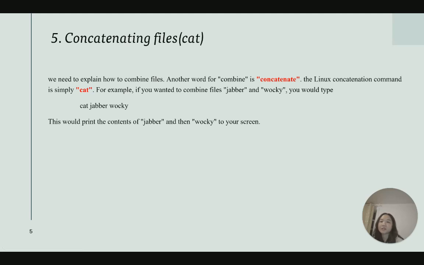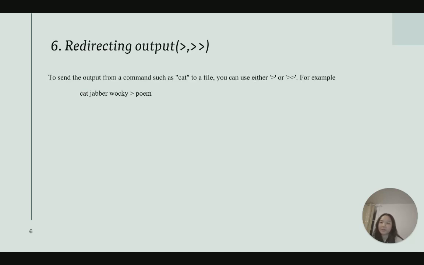Five, concatenating files. We need to explain how to combine files. Another word for combine is concatenate. The Linux concatenation command is simply cat. For example, if you wanted to combine files jabber and wocky, you would type cat jabber wocky. This would bring the content of jabber and then wocky to your screen.